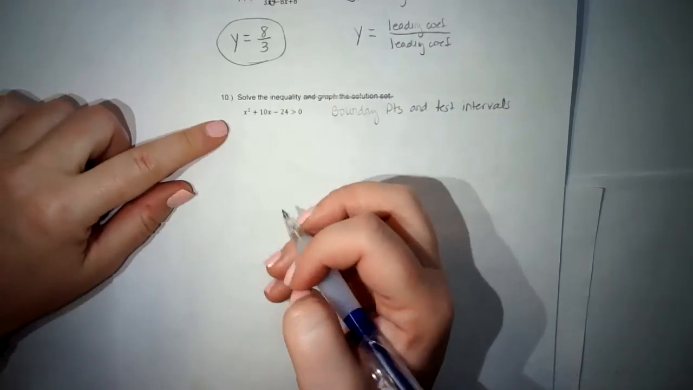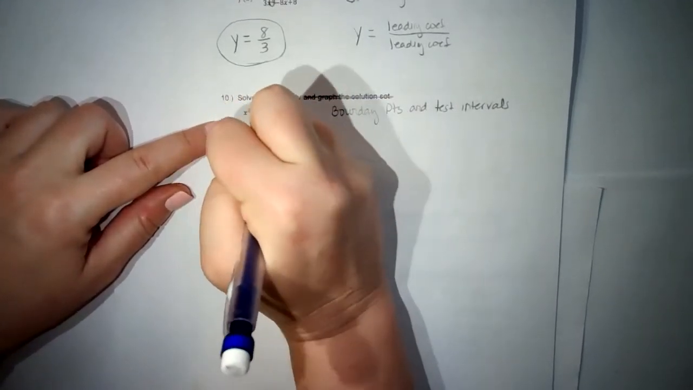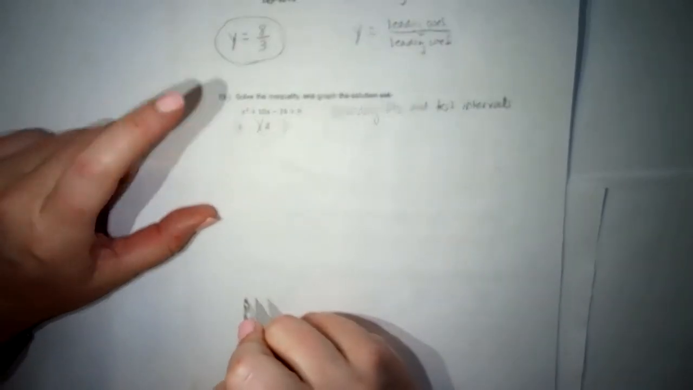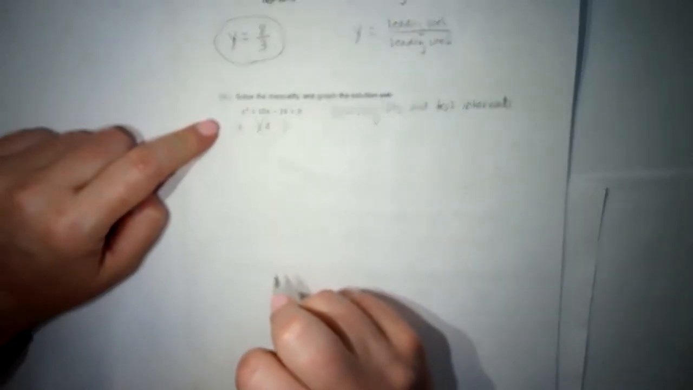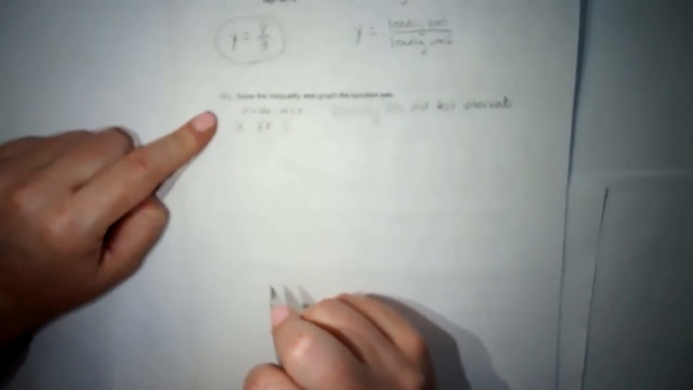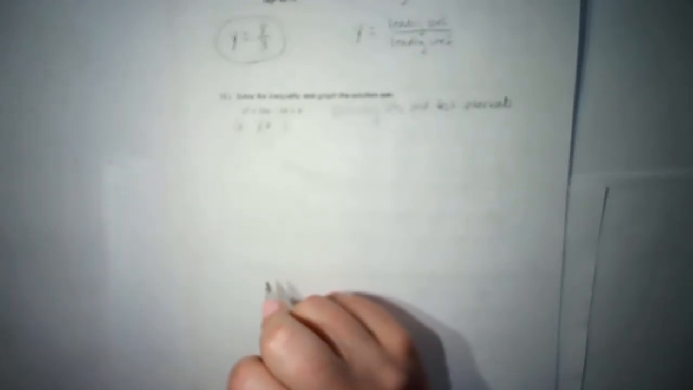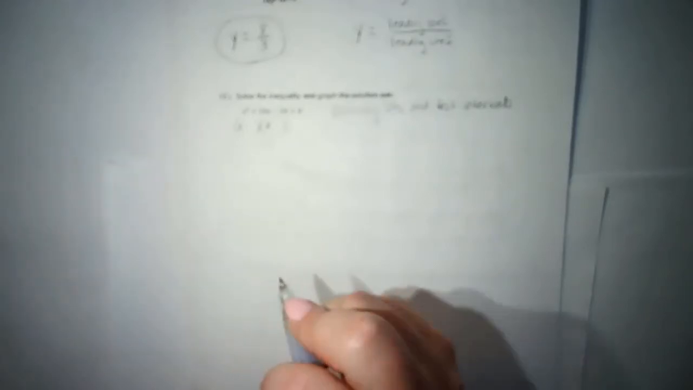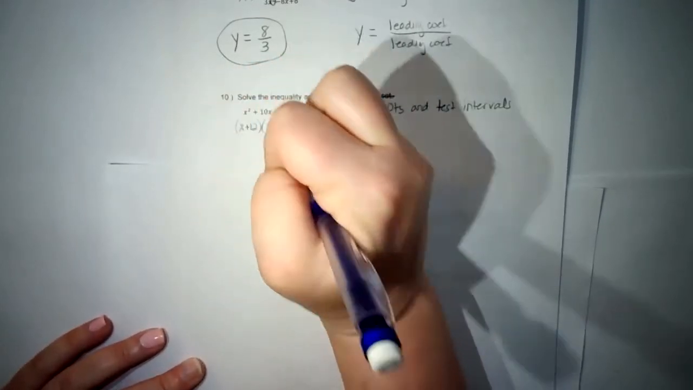First of all, we need to solve. Well, we can factor it. It's a monic, so I need factors of -24. That means one is negative, one is positive. They need to add to give you 10. Well, 12 and 2, 12 and 2. And which one is going to be positive? The 12.